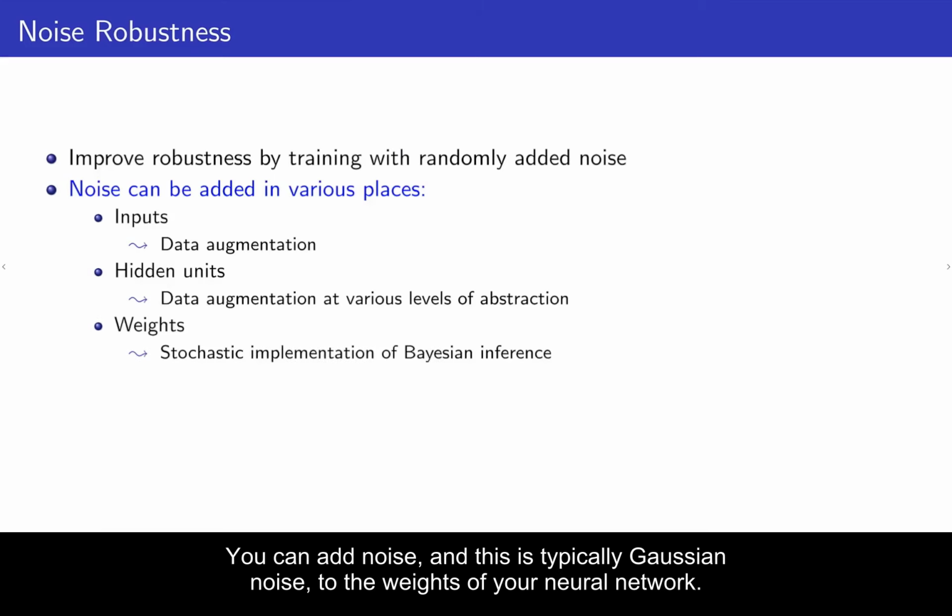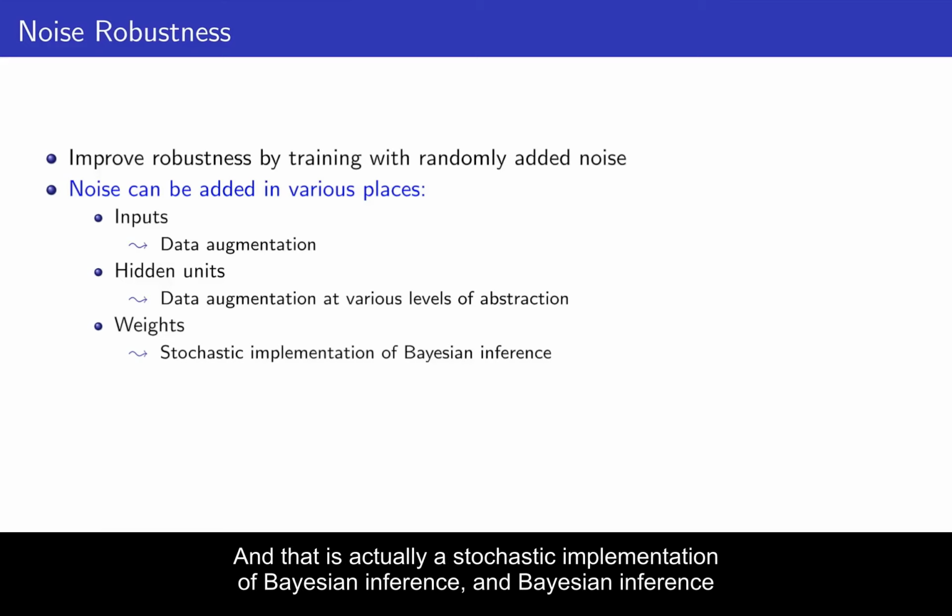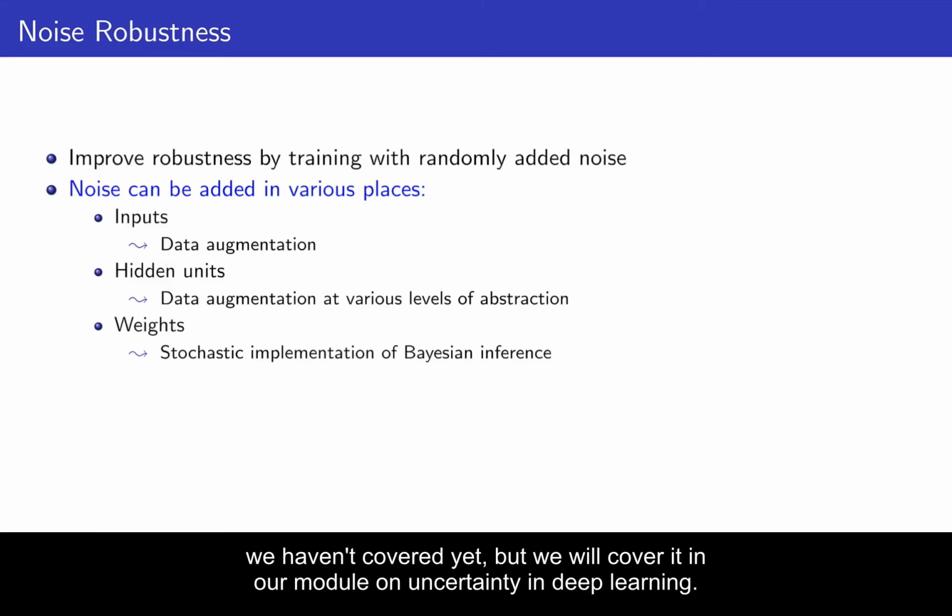You can add noise, and this is then typically Gaussian noise, to the weights of your neural network. And that is actually a stochastic implementation of Bayesian inference. Bayesian inference we haven't covered yet, but we will cover it in our module on uncertainty in deep learning.